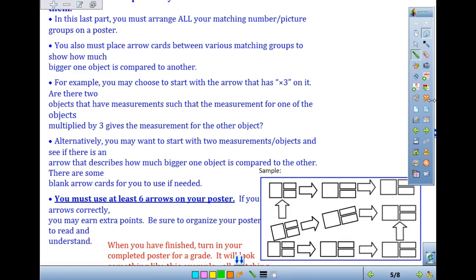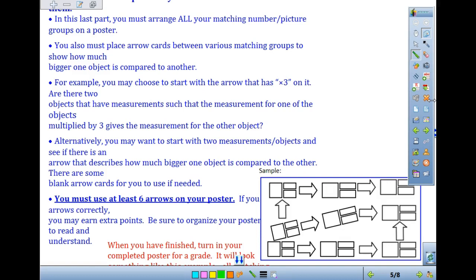So if you continue, Hunter, reading where it says, for example. For example, you may choose to start with the arrow that has a times 3 on it. Are there 2 objects that have measurements such that the measurement for one of the objects multiplied by 3 gives the measurement for the other object? So meaning, I might use times 3 in both of these 2 spots, okay? I might take this one times 3 and get this length, and I might be able to take this picture right here times 3 and get this length, okay?